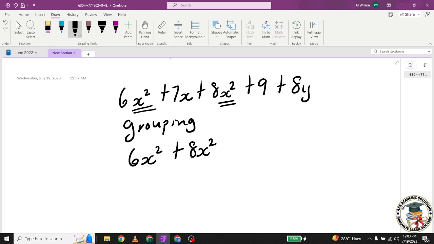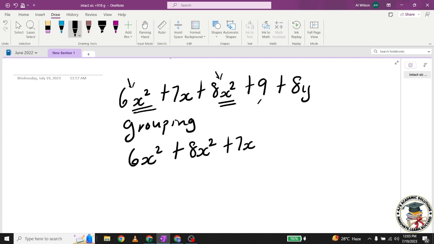Now, is there anything else that looks similar? We have 7x. You need to ask yourself, is there any other part of the question that just has x with a number? Notice the difference. This is 6x squared, this is 8x squared, and this is just 7x. So it's not the same as the others. We're just going to put back here 7x.